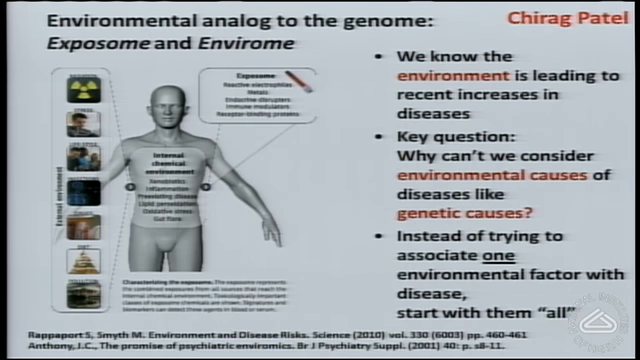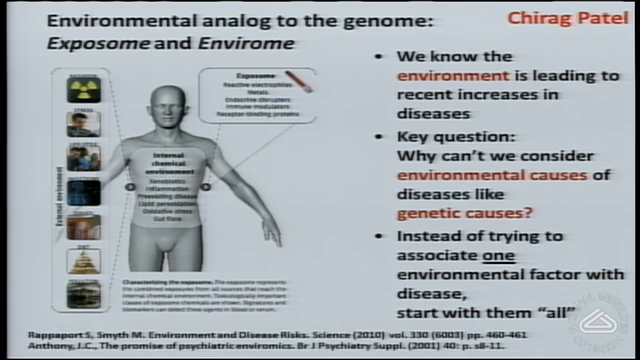These are not my words. People don't like people making new omic words. But these were in the Science article that came out from Martin Smith and Steve Rappaport. The idea here is, why can't we start to think about environmental causes the same way we think about genetic causes? Instead of going after one by one, start with as many as we're measuring, and then try to associate them with a particular condition.